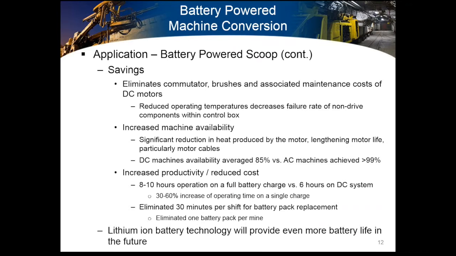The DC systems typically had about a 6-hour operating point, so you would have to swap out a battery pack on one of these machines mid-shift, and you would lose about 30 minutes in doing that on a per-shift basis. So that also affected both availability and overall productivity of the mine.